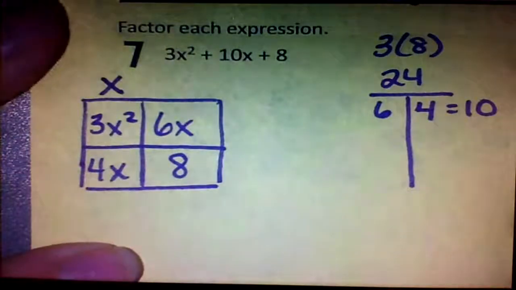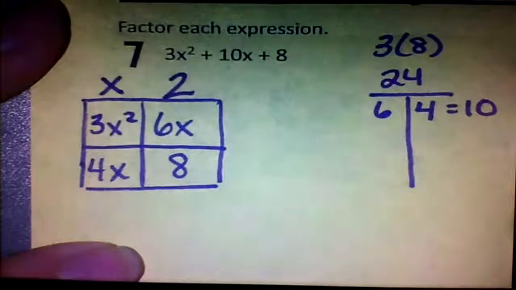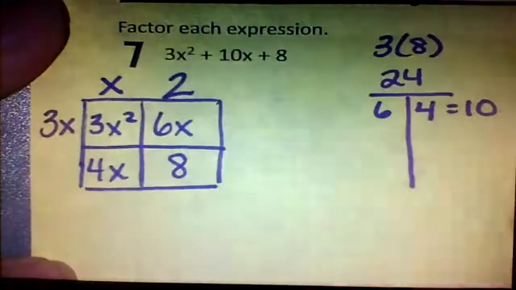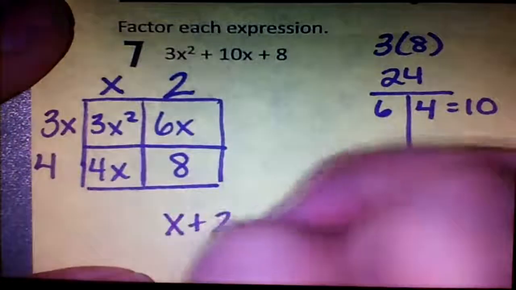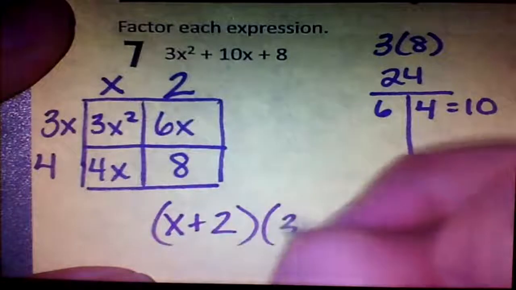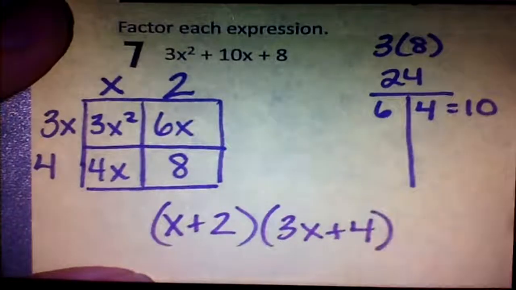So, common factor here should have been x. Common factor here should have been 2. 3x and 4. So x plus 2, 3x plus 4.